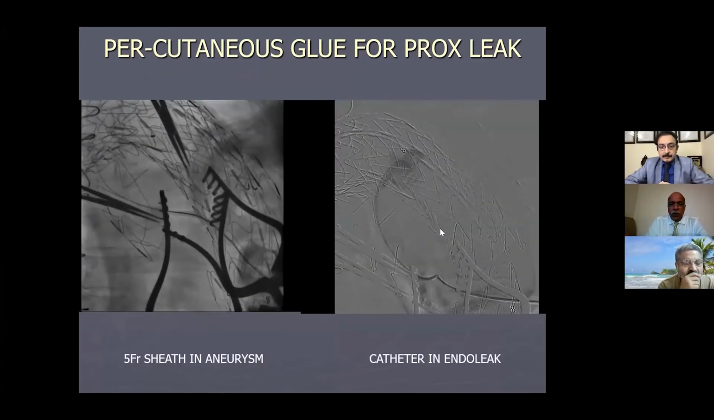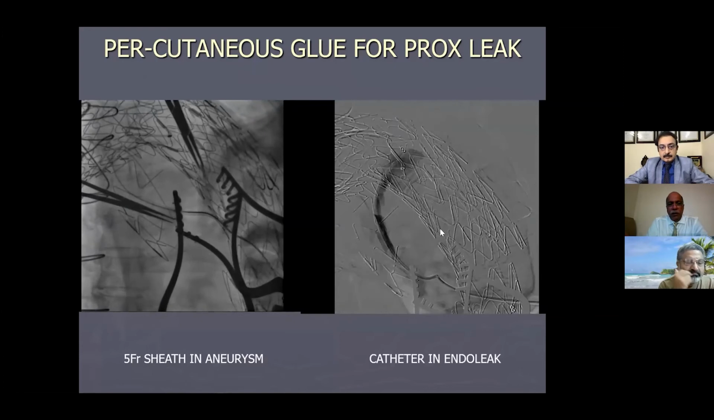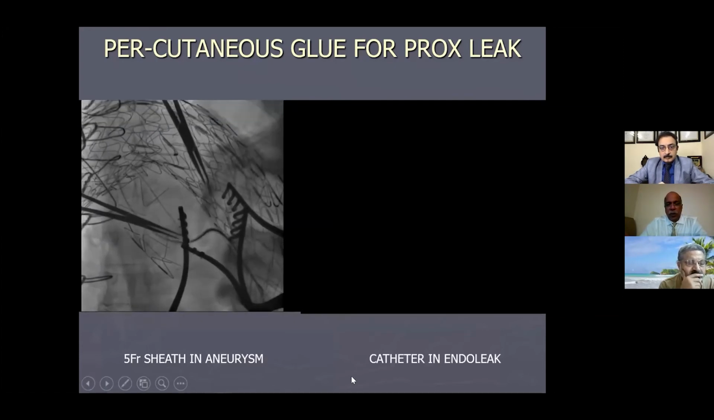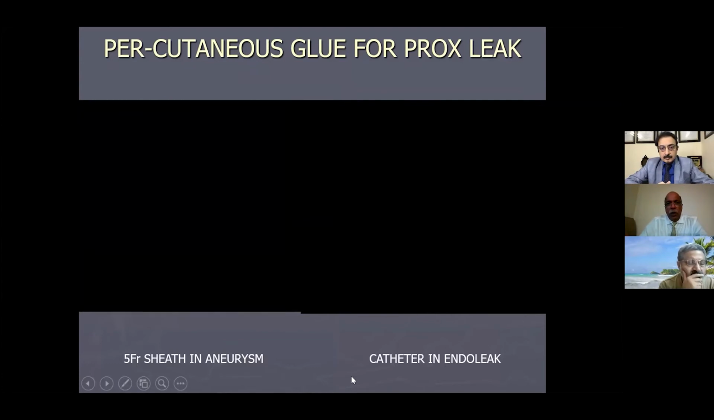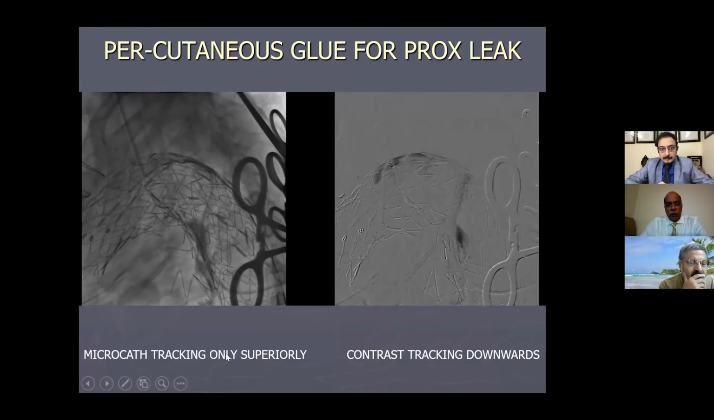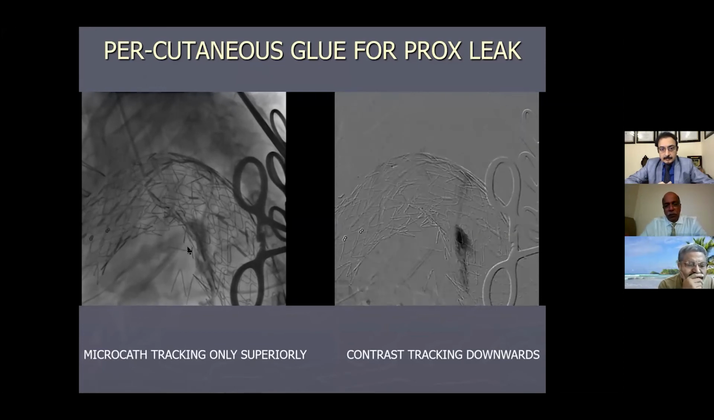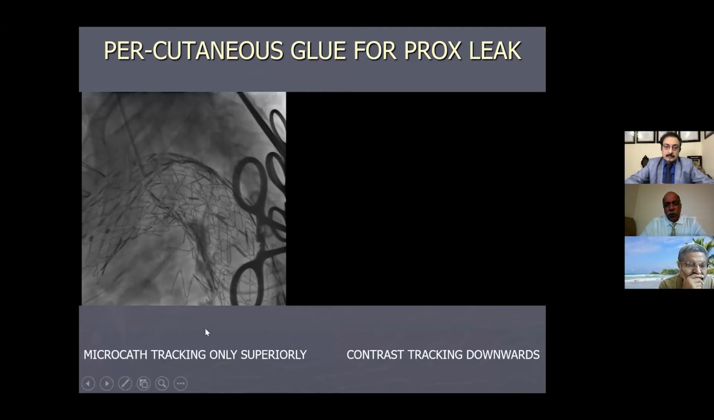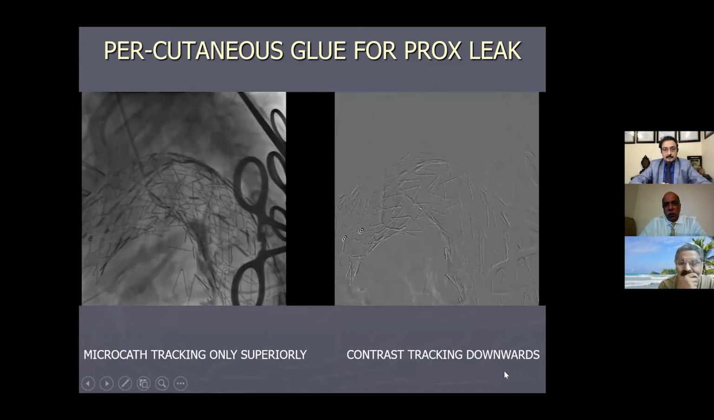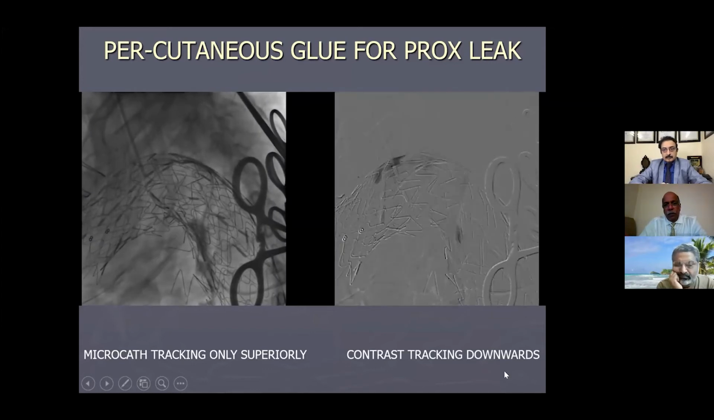We tried, but unfortunately what was happening was after we put in the sheath into the aneurysm, the glue was not reaching where we wanted it to reach. So the microcatheter we tracked only up to the superiorly, but we could not go inferiorly. So the contrast, if you see here, was tracking above but not below.